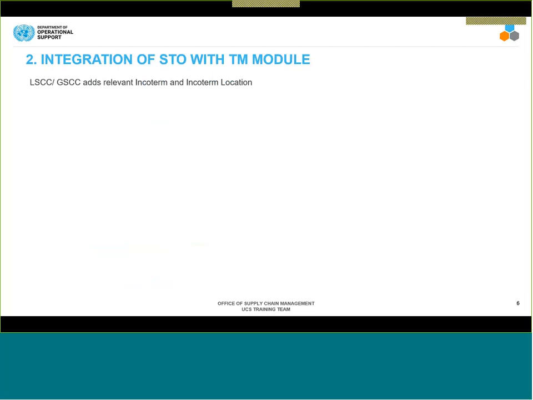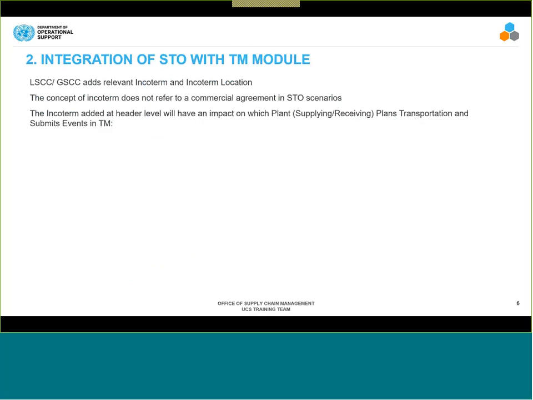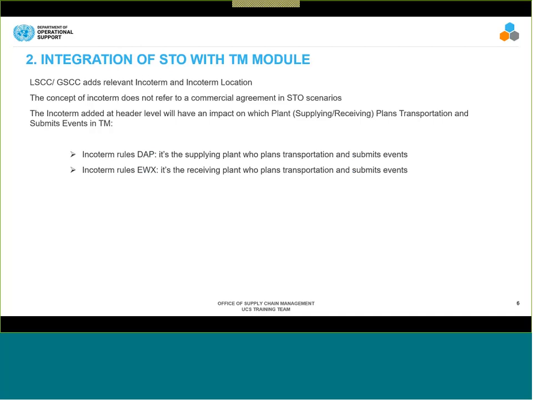The local supply chain coordinator or global supply chain coordinator adds the relevant Incoterm and Incoterm location. And in this case, the concept of Incoterm does not refer to a commercial agreement, but to the segregation of responsibilities, who is going to plan the transportation for the materials. The Incoterm added at the header level will have an impact on what plant plans the transportation and will submit the event in TM. For example, when we select Incoterm rules DAP, it is the supplying plant who plans for the transportation. If we select Incoterm rules Xworks, it will be the receiving plant who plans for the transportation.